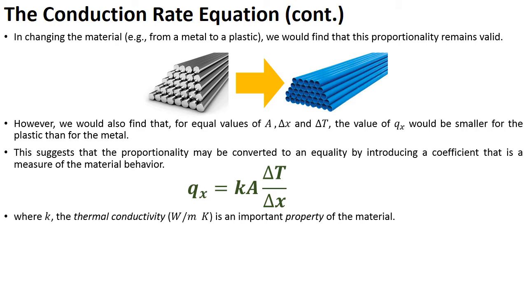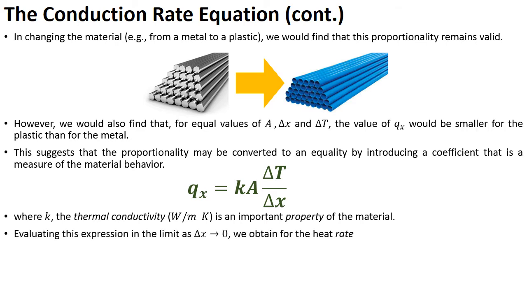Materials having high thermal conductivity are known as conductors, like metals, and materials having low thermal conductivity are termed insulators, like wood, glass, plastic, etc.